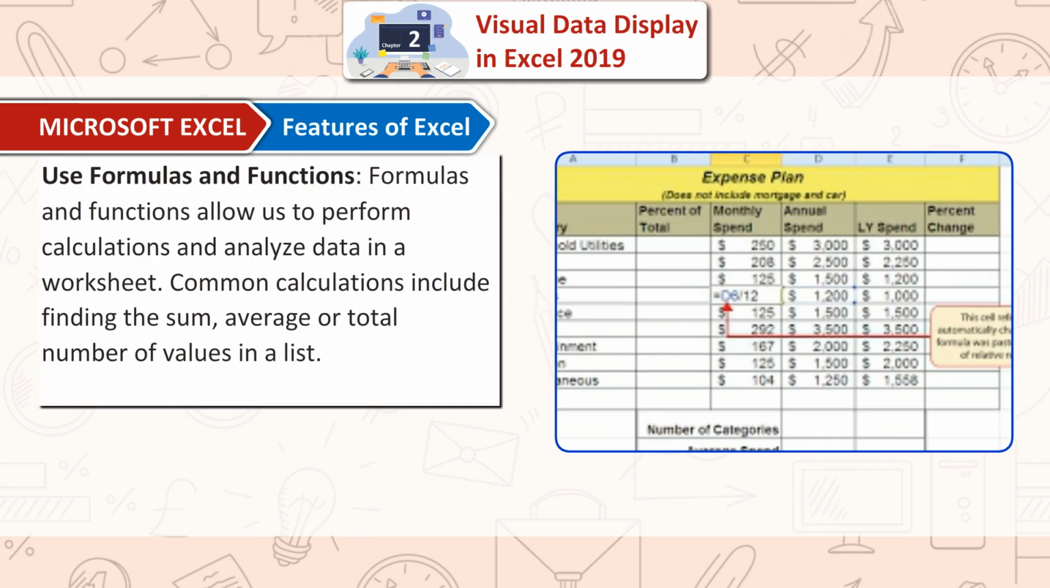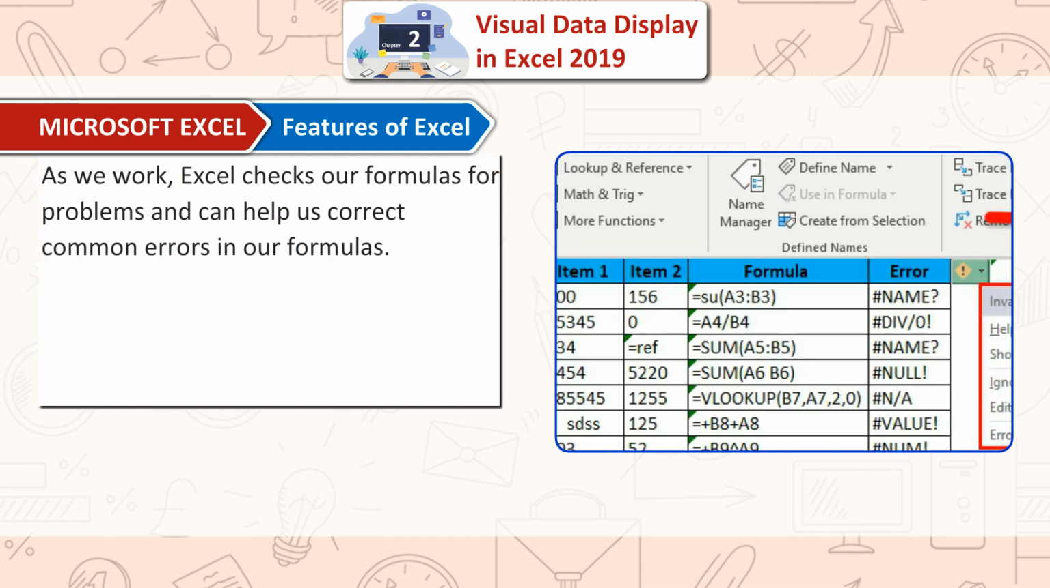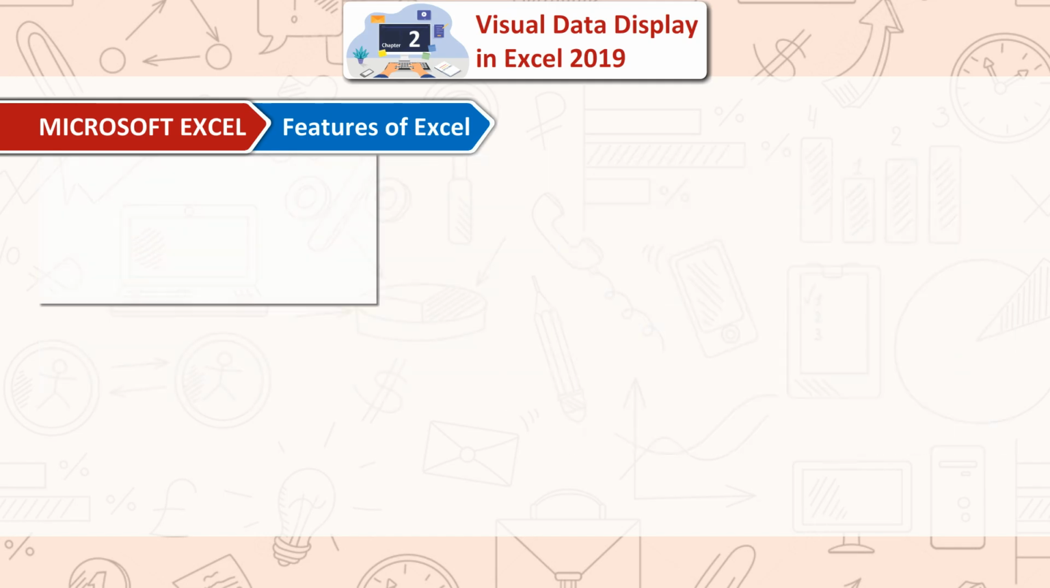Use formulas and functions. Formulas and functions allow us to perform calculations and analyze data in a worksheet. Common calculations include finding the sum, average, or total number of values in a list. As we work, Excel checks our formulas for problems and can help us correct common errors in our formulas.